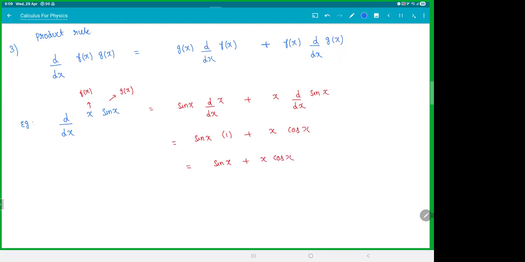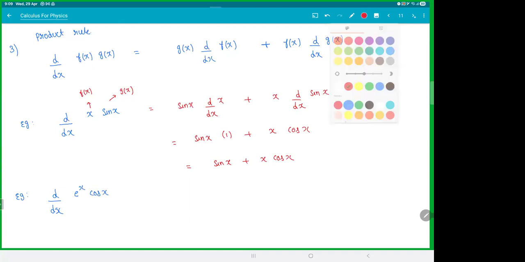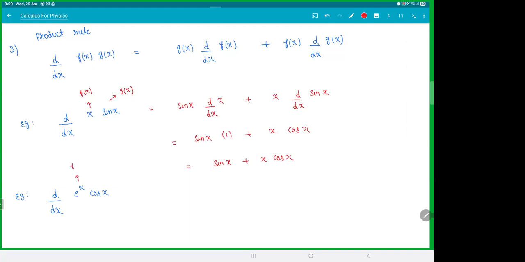Let me show you one more. What if you have something like dy dx of e power x into cos x? So these are two functions. E power x is separate and cos x is separate. Let this be f of x and let this be g of x. This is again a product rule. So g of x will stay outside.